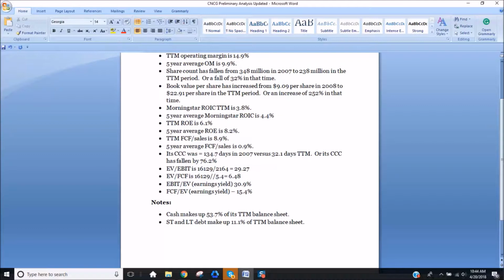So let's recalculate that. 16129 divided by 2164 equals 7.45. So that's a more reasonable number. I look for anything under 8, so 29 was insane, but obviously I calculated that wrong.